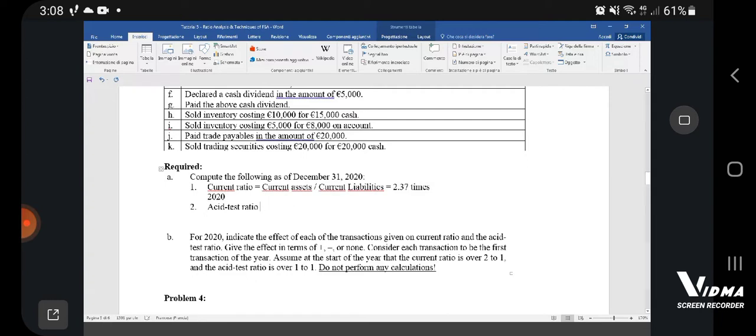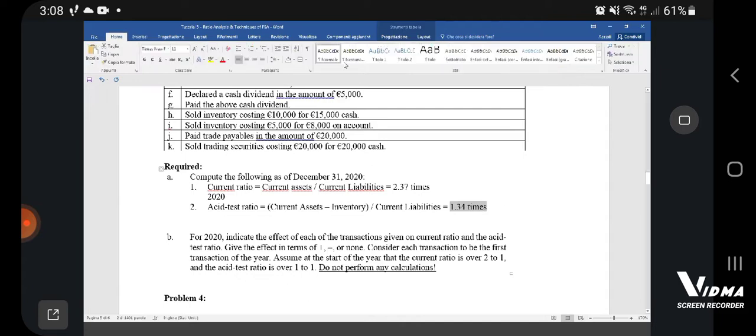The other ratio over here is the acid test ratio. That is basically the difference between the current assets less inventory, divided by the current liabilities. Actually, if we calculate that, it will be 1.34 times. Again, I would mention the same kind of interpretation over here. The acid test ratio or the quick ratio is not meant to be above 1 time.